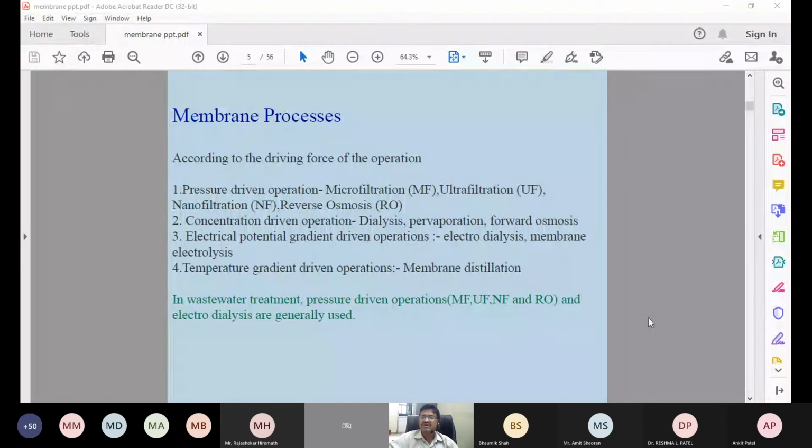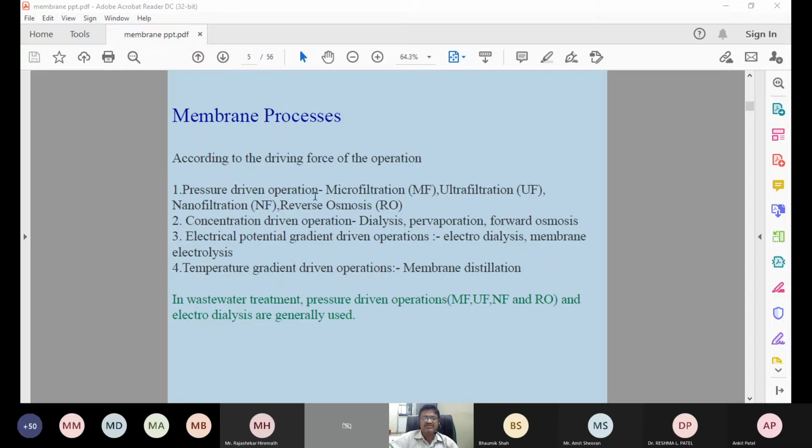Now membrane processes are of many types according to the driving force. If the operation is pressure driven, then it is microfiltration, ultrafiltration, nanofiltration and reverse osmosis. Concentration driven operations are dialysis, pervaporation, forward osmosis. Electric potential gradient driven operations are electrodialysis and membrane electrolysis. And temperature gradient driven operation is membrane distillation.